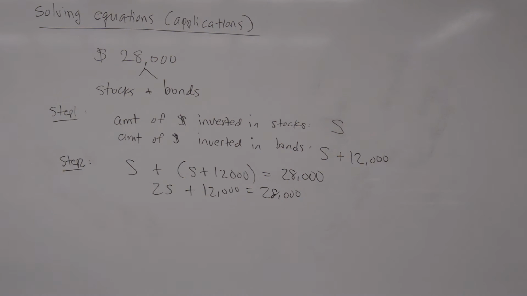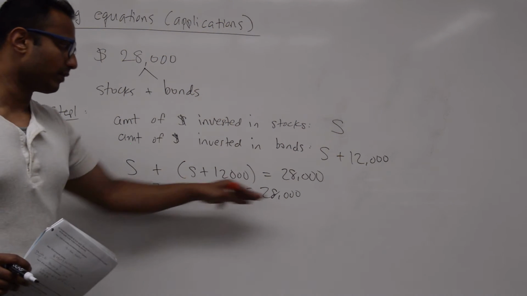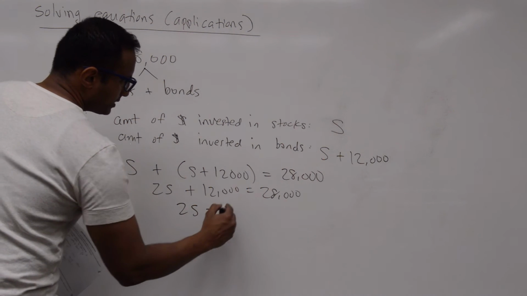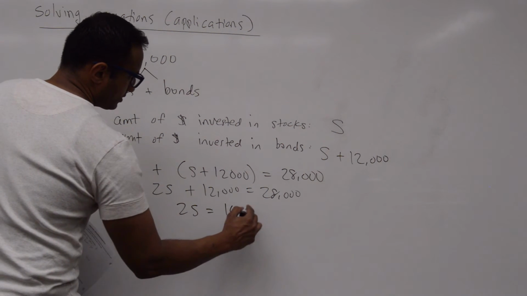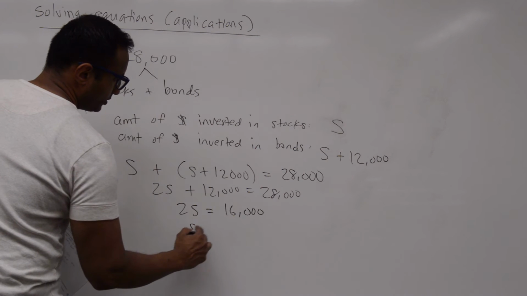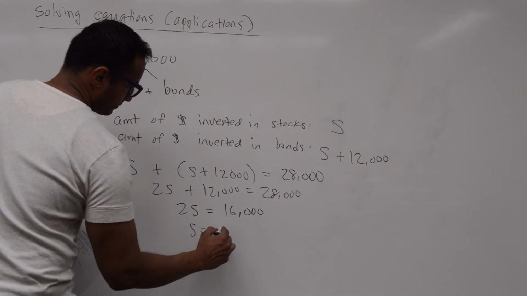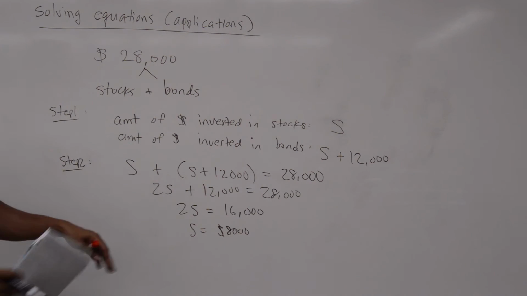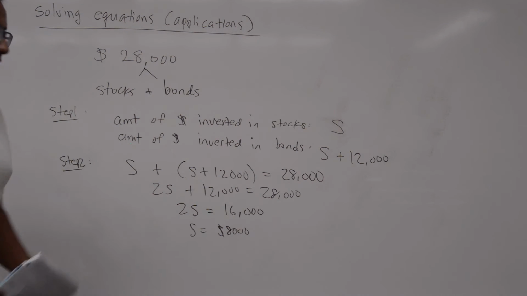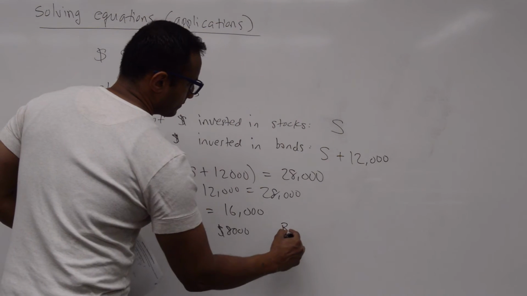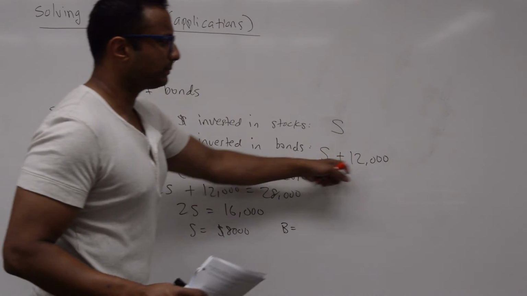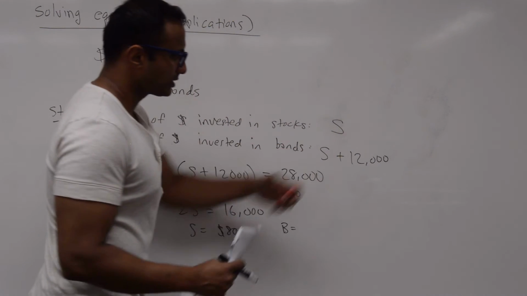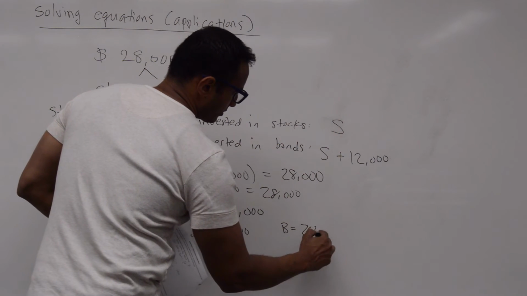Okay, now by now, I know you guys know how to solve the equation. You subtract 12,000 from each side. So this will give you 2S is equal to 16,000. You divide both sides by 2, and you're going to get S equals 8,000. So the amount of money in stocks is going to be $8,000. How much money is in bonds? It's S plus 12,000. So if S is 8,000, then 8,000 plus 12,000, that's going to be 20,000.